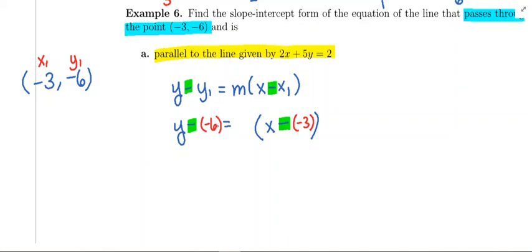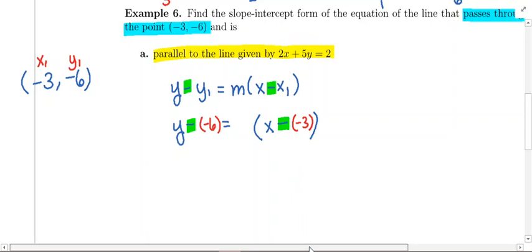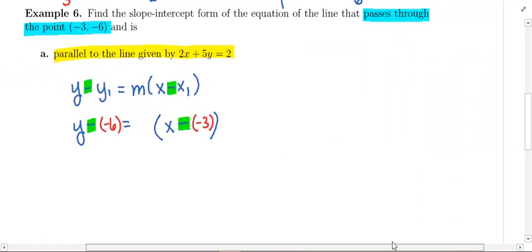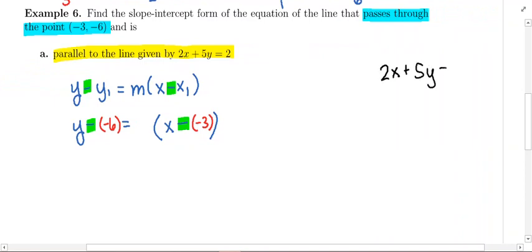What we do know is that the line we're looking for is parallel to the line 2x + 5y = 2. Since they're parallel lines, that means they have the same slope. So we need to go out to the side and take this other line, 2x + 5y = 2, and figure out its slope. Once we have that, we know the line we're looking for will have the same exact slope since they're parallel lines.